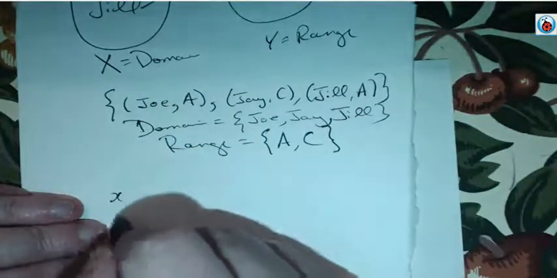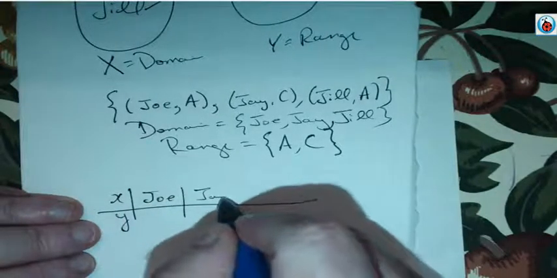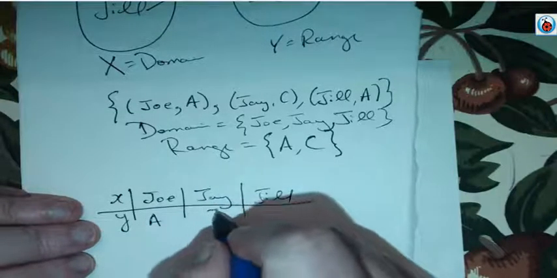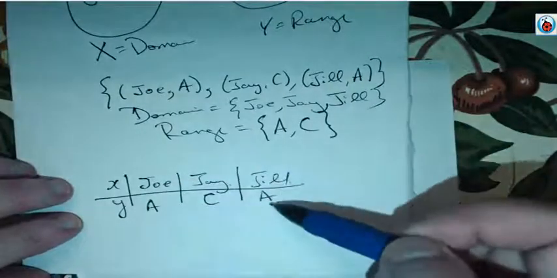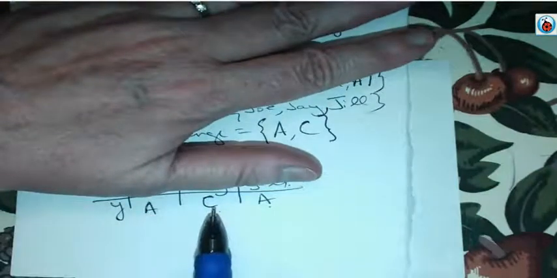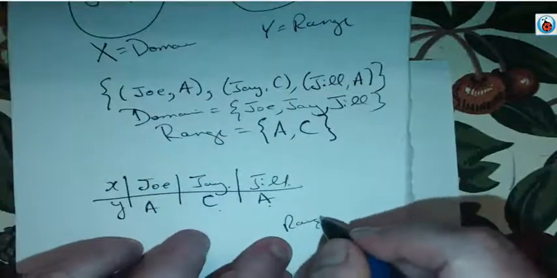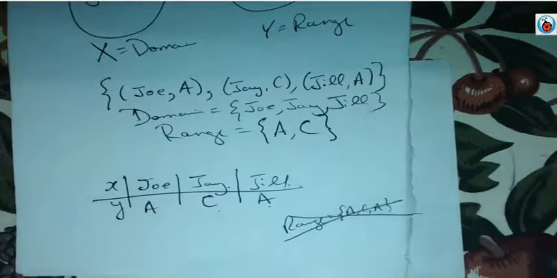Okay. And finally, I could have it the same relation set up in a table. And the same thing, I can see Joe is paired with A, Jay got a C, Jill got an A. The domain is going to be Joe, Jay, and Jill. And what's the range? Well, it's A and C, and that's it. We don't list repetitions. So if you wrote range is A, C, A, that's wrong. That's not how you write set notation.